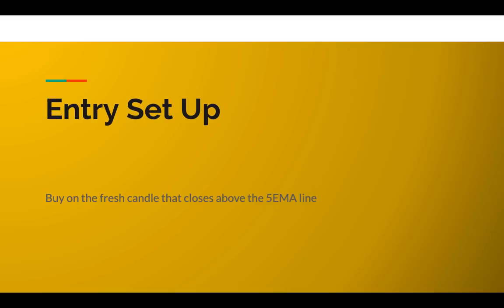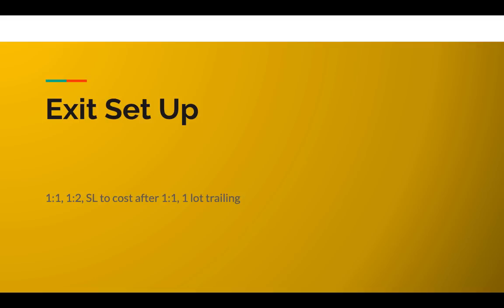So what's the entry setup? Entry is to buy on the fresh candle that closes above the 5 EMA line. I will chart the 5 EMA line. I'll show you the exit.